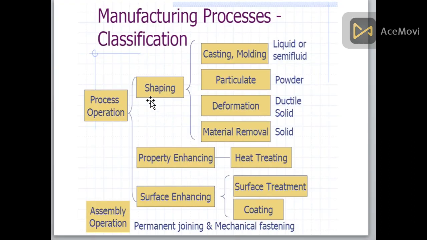Surface enhancement. Shaping includes deformation and so on. Shaping includes casting and molding, which involve melting metal and solidifying it again. Particulate processing and deformation we will discuss in detail. Material removal; property enhancing is heat treating; surface enhancing is surface treatment and coating. Assembly operations include permanent joining and mechanical fastening.